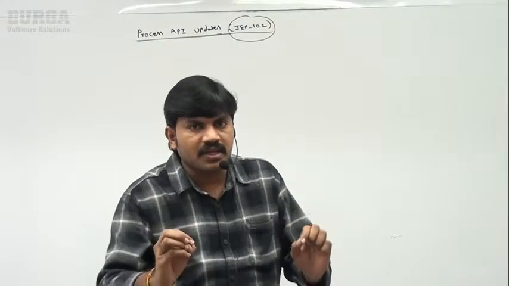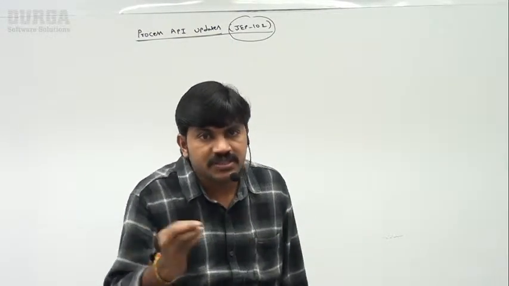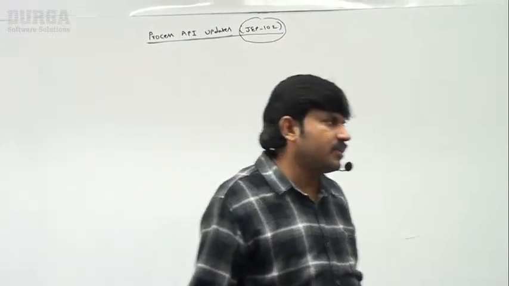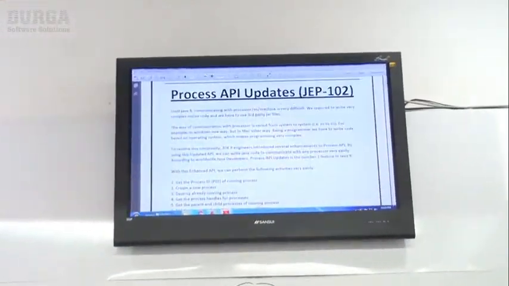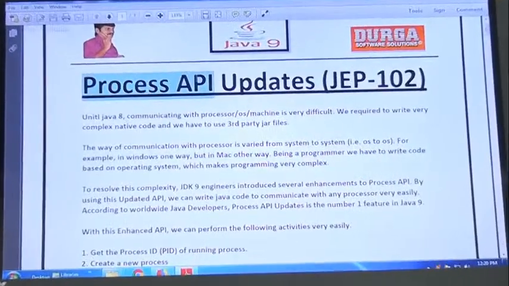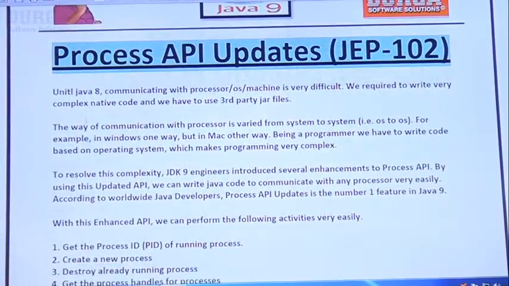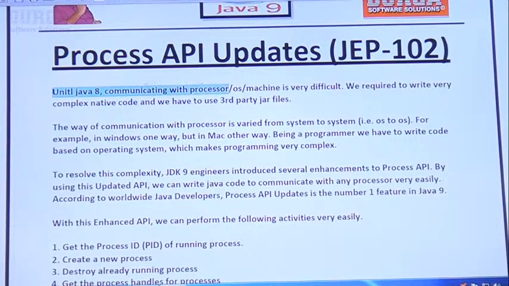Before that, whatever I have covered up to this point, let me show in our material so that you will get some clarity. Observe that a bit carefully. Have a look once. Process API updates came as part of JEP 102. Until Java 8, communicating with the processor or OS or machine was very difficult. We had to write very complex native code and use third-party jar files. This was the problem until Java 8, right?